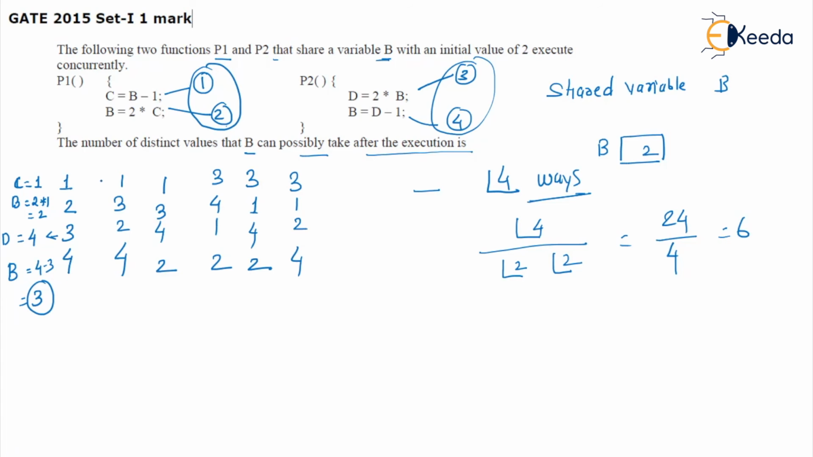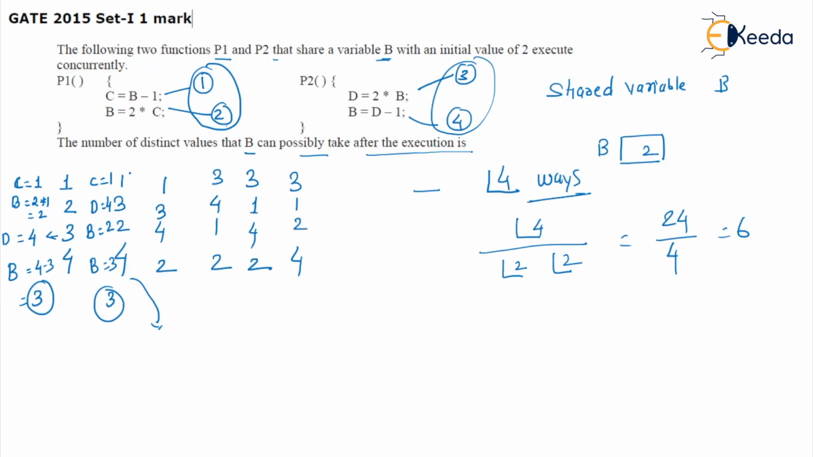For 1 I have already calculated C is 1. For 3 I have already calculated D, whose value is 4. For 2, B is equal to 2, and for 4, B is equal to D minus 1, D is 4, so B will become 3 in this case, that is also 3, not a distinct value.